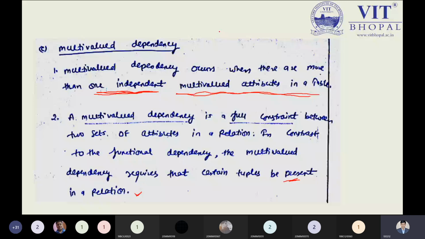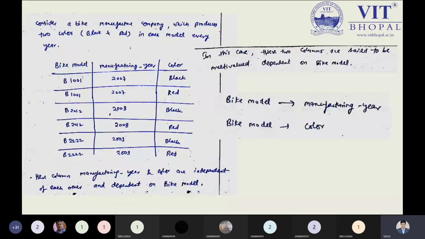Next point. A multi-valued dependency is a full constraint between two sets of attributes in a relation. In contrast to functional dependencies, the multi-valued dependency requires that certain tuples be present in a relation. Let us understand the thing with the help of an example. In this kind of relation, how can we identify multi-valued dependencies? Here is a simple example: consider a bike manufacturing company which produces two colors, black and white.